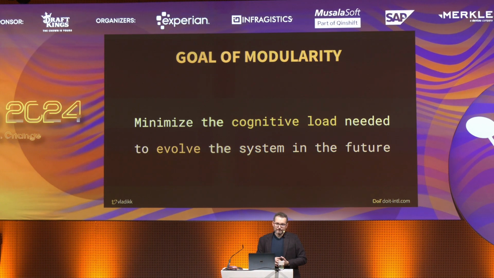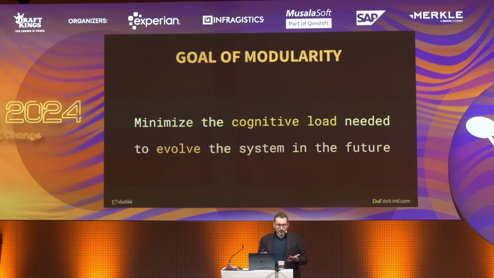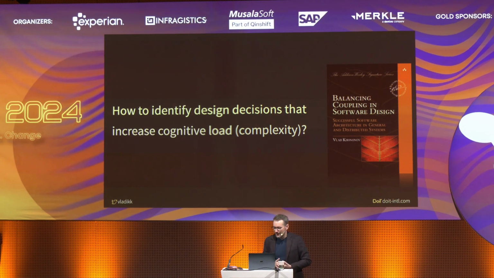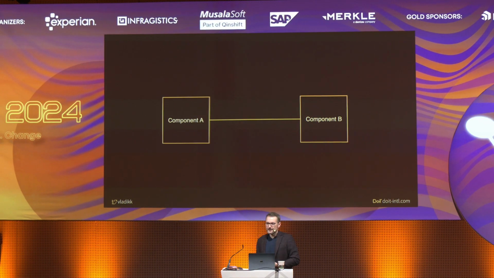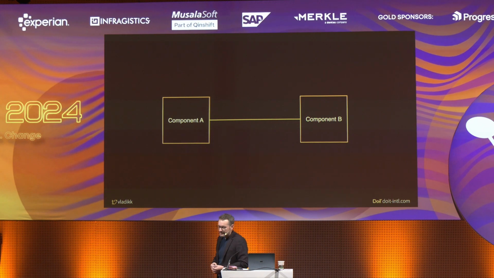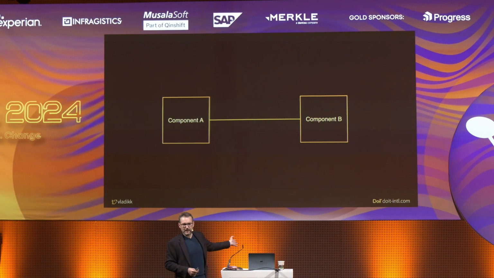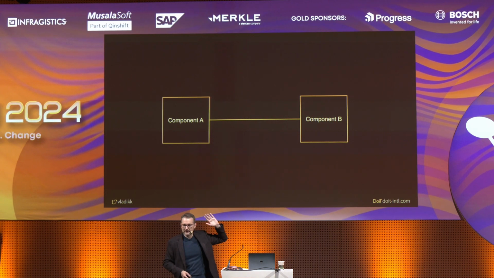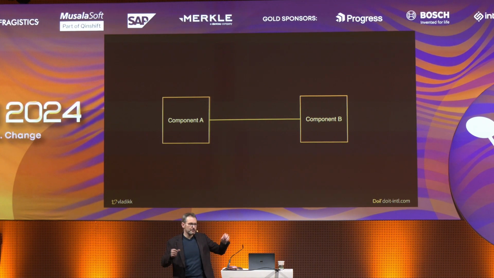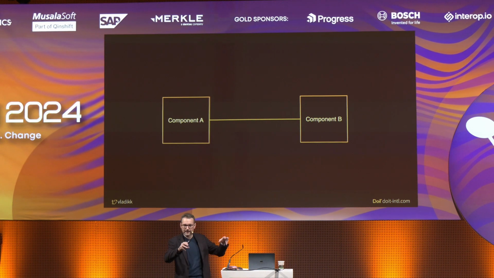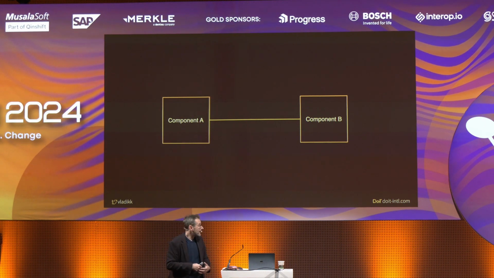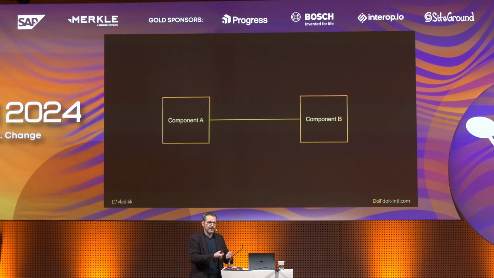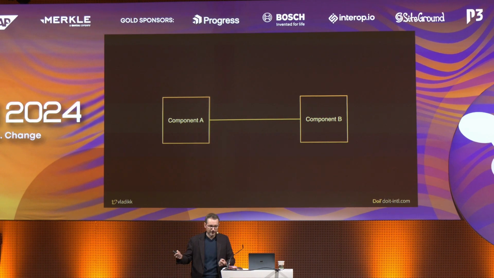Well, as you might have guessed, it probably has to do something with coupling, right? So let's say we have two components. I'm not telling you what these components are. It doesn't matter. It can be services, microservices, objects, namespaces, whatever. Any two pieces of code that are interacting within a software system. That line between them symbolizes that they are integrated. They have to work together.